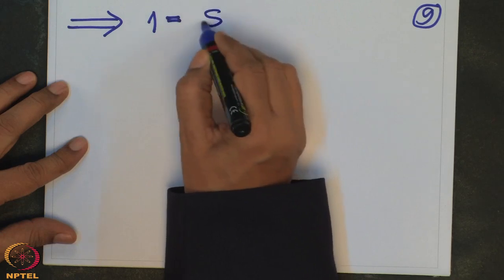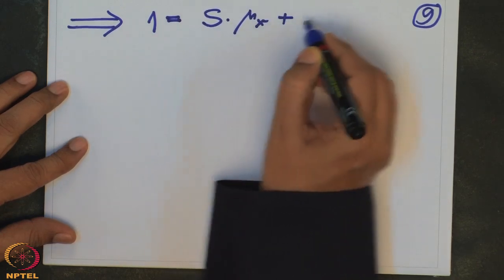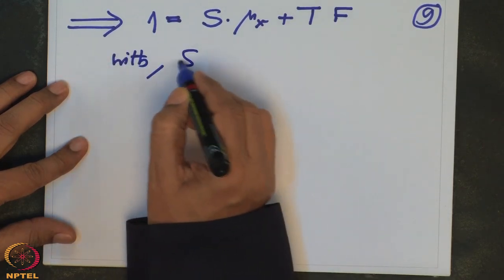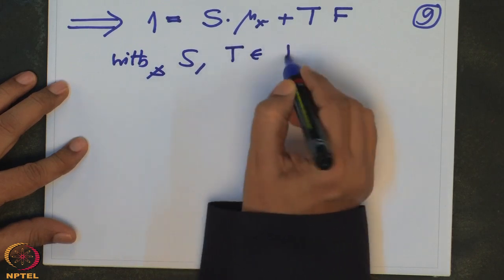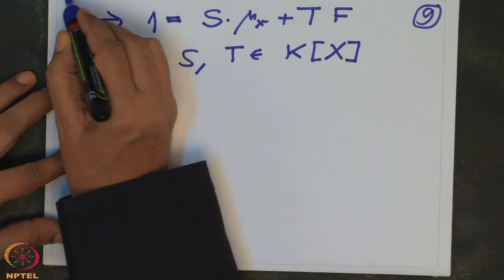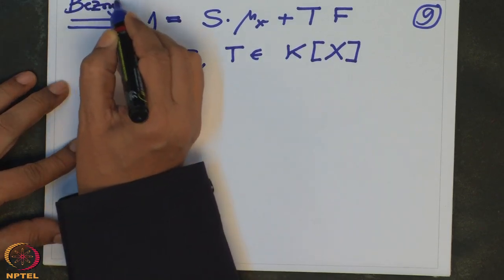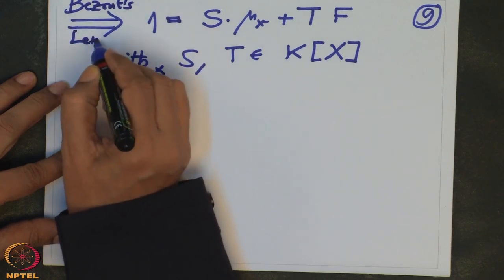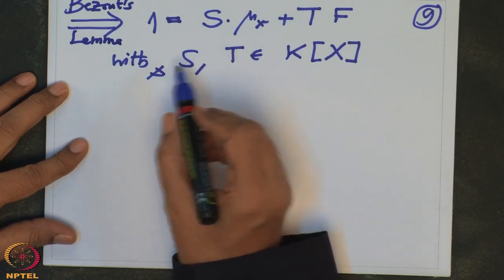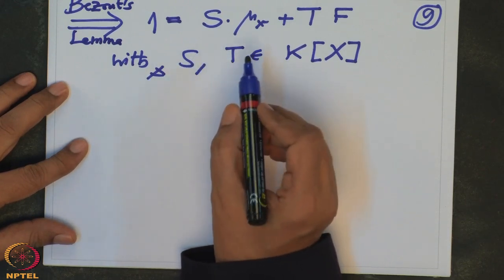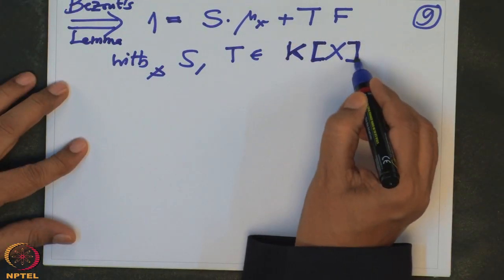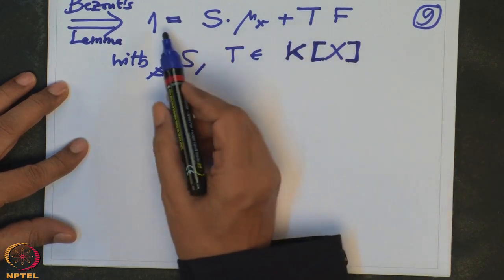s times mu(x) plus t times f, with s and t two polynomials with coefficients in K. This is known as Bezout's lemma. This is what is true for integers, and the same proof works for polynomials as for integers, because we know this polynomial ring has factorization and the division algorithm, and we use the same thing.